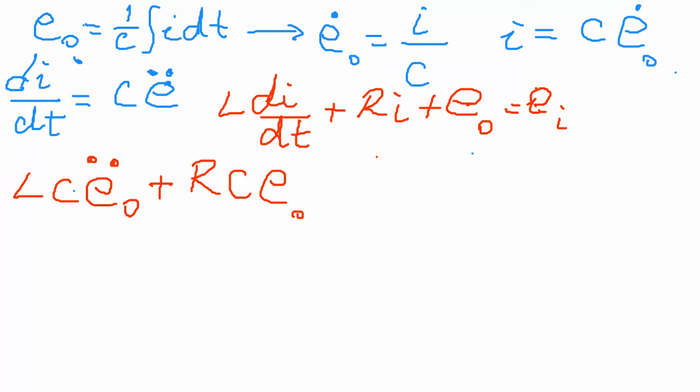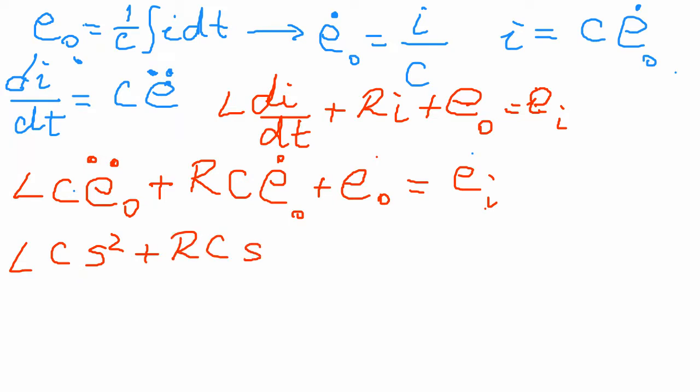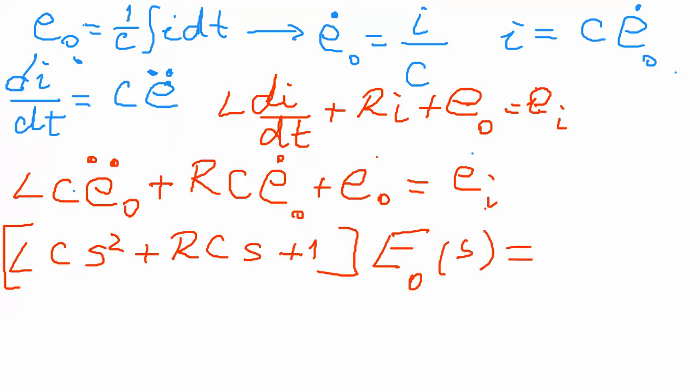EO dot plus EO is equal to EI. So if you come back to S domain, (LC S square plus RC S plus 1) times EO(S) is equal to EI(S).